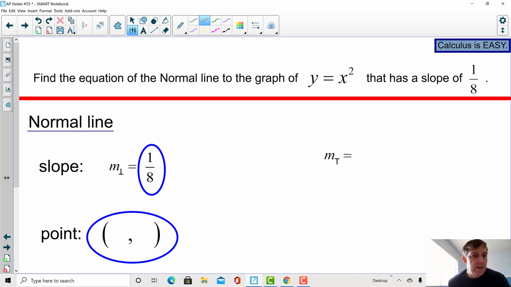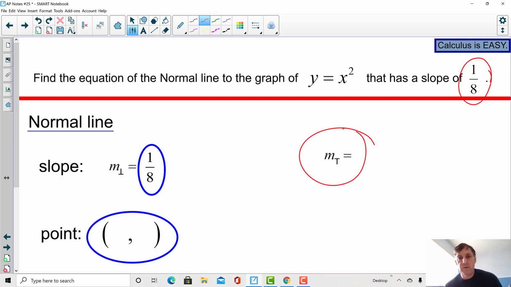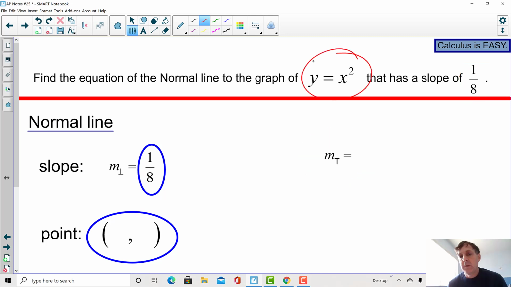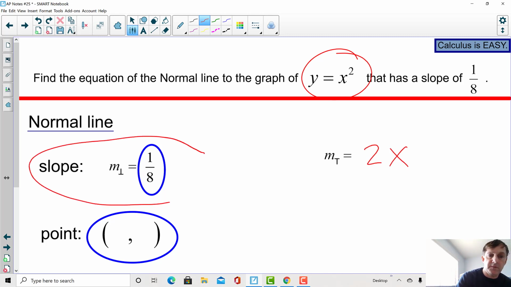Okay, here it wants us to find the equation of the normal line to the graph of y equals x squared that has a slope of 1 over 8. So we're going to start with the easy part. We're going to start with the slope of a tangent line. So for this function, the slope of the tangent line would equal 2x. Now here it's telling us that the slope of the normal line is supposed to be 1 over 8. So that means the slope of the tangent line, which I'm calling m sub t, is going to be negative 8 because we do the negative reciprocal.